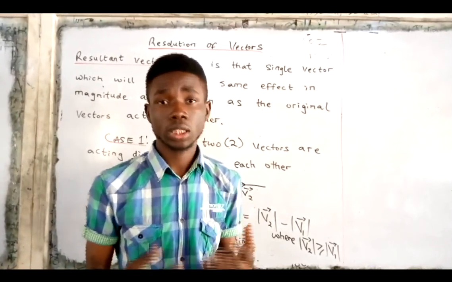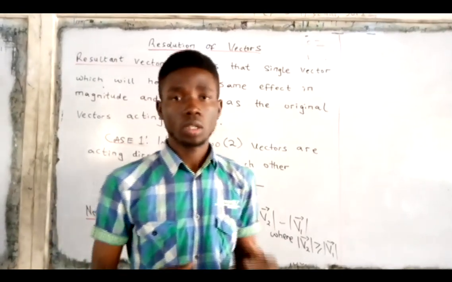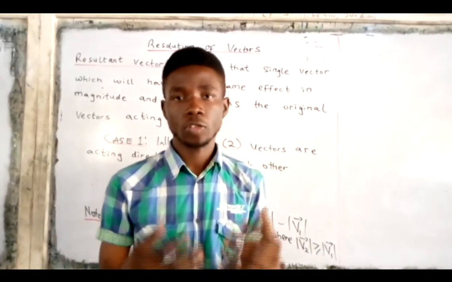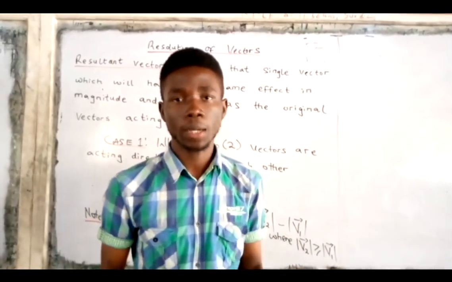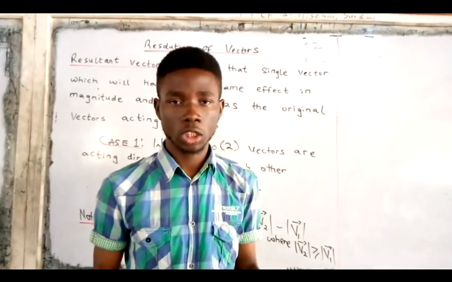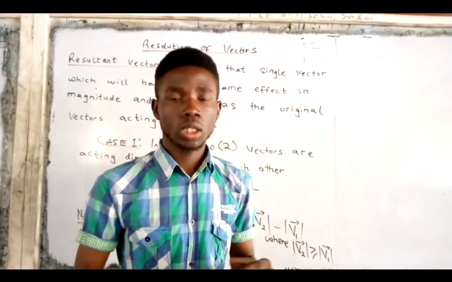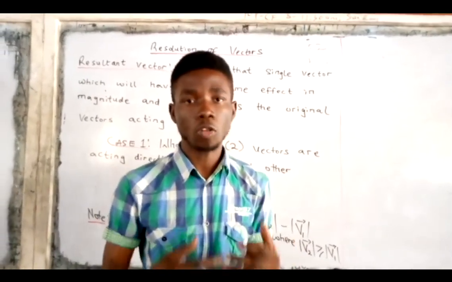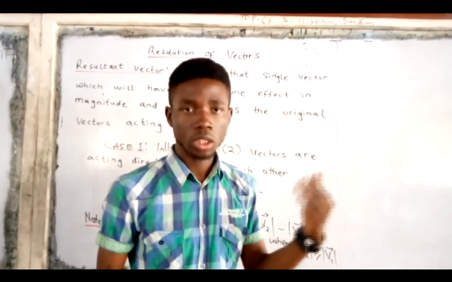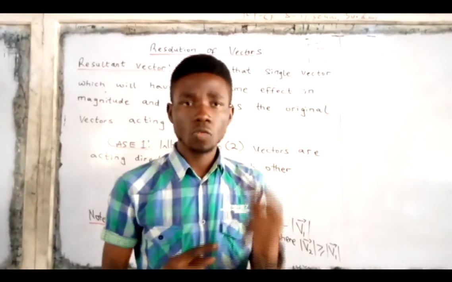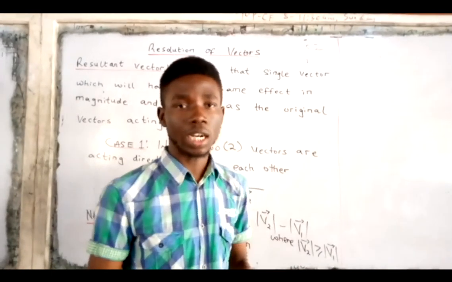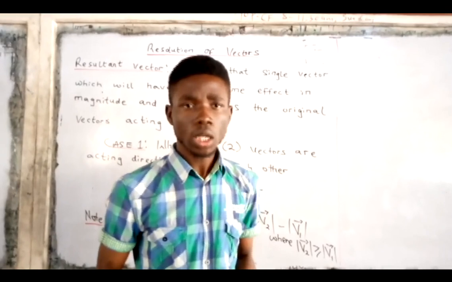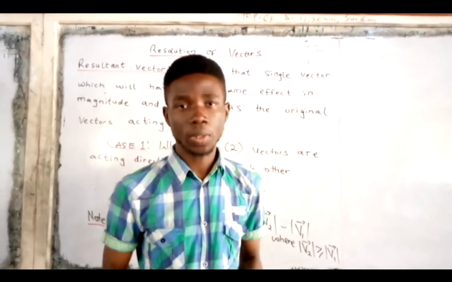For example, let's take forces as an example. You want to push a car, you need to seek the aid of other people to help you in pushing the car. Different people with different magnitudes of force. Now, what are you trying to achieve? You want to push the car, but you are using the help of many people in order to push the car. This single vector that is responsible for pushing the car after the action of many people is known as the resultant vector.